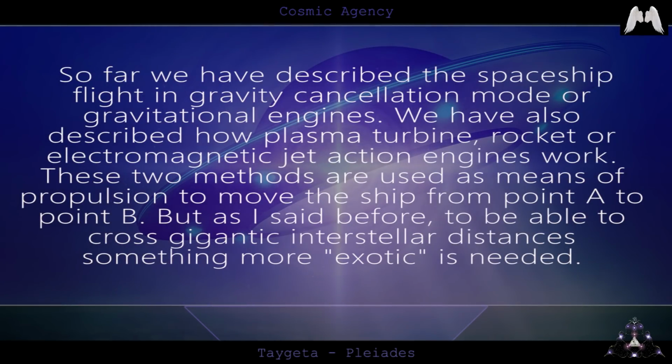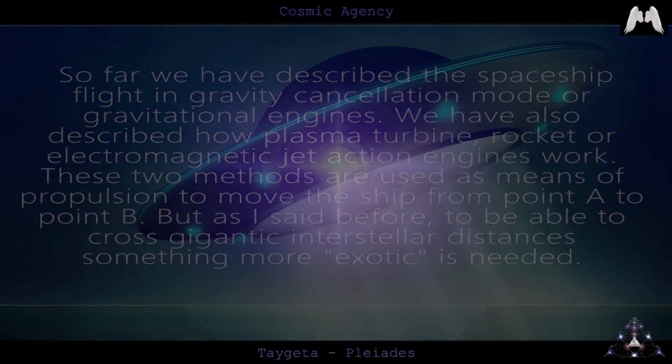So far, we have described the spaceship flight in gravity cancellation mode, or gravitational engines. We have also described how plasma turbine, rocket, or electromagnetic jet action engines work. These two methods are used as means of propulsion to move the ship from point A to point B. But, as I said before, to be able to cross gigantic interstellar distances, something more exotic is needed.